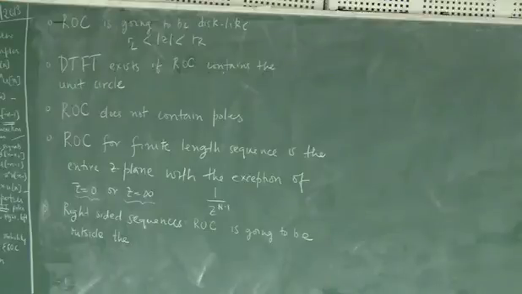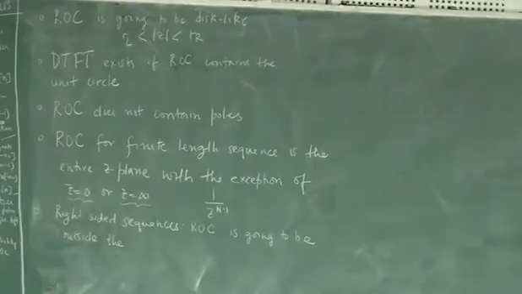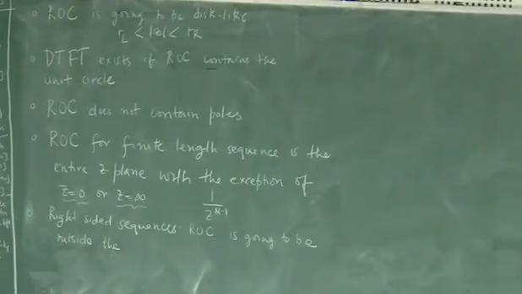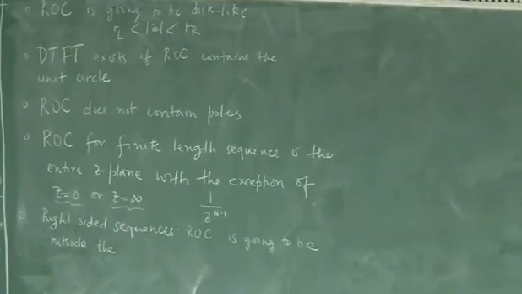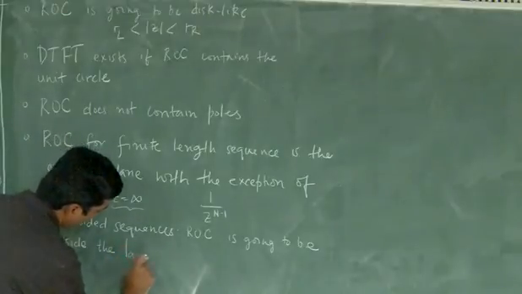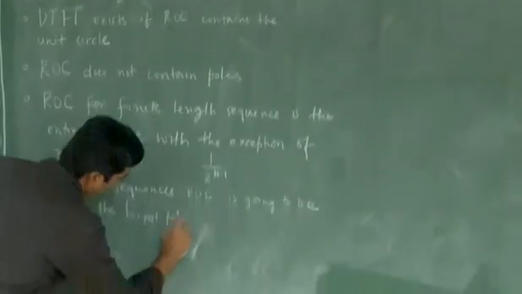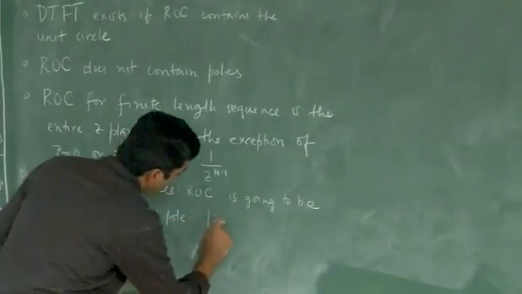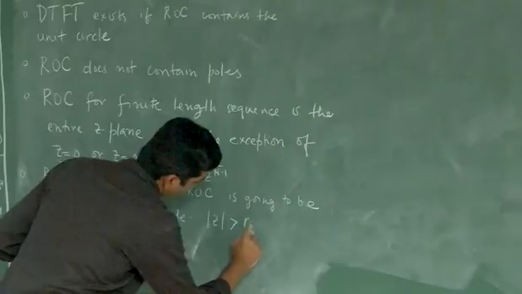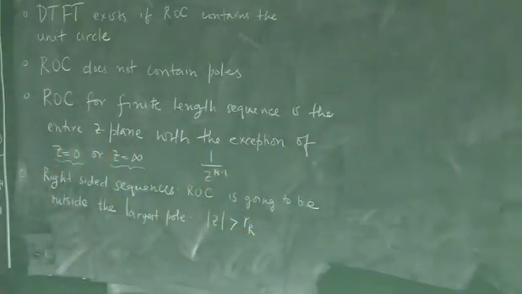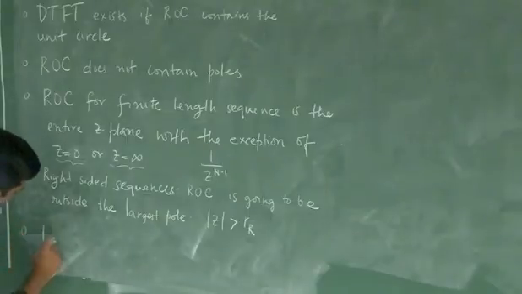Outside the what pole? Not unit circle. The largest pole, right? Because we know that it cannot contain any poles, the ROC, right? So it is going to be outside the, right. So in that case, we can say, and this is essentially going to correspond to the magnitude of the largest pole. Correct? Okay.